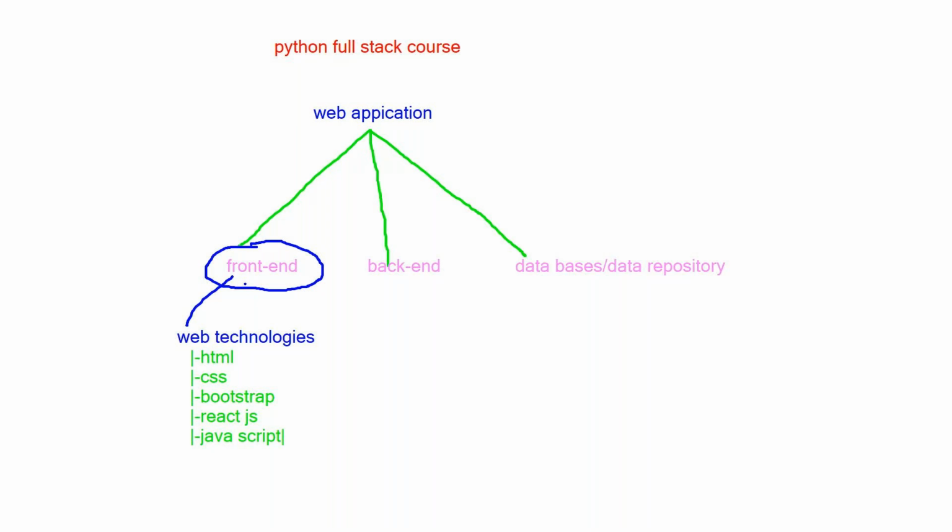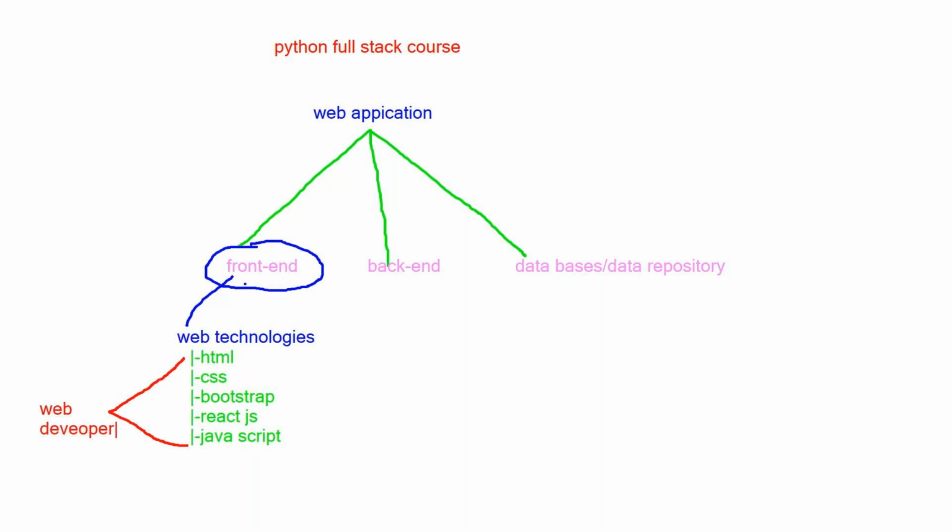So these are all called web technologies. The people who can work on these things are called web developers. The people who know this, we can call them web developers.